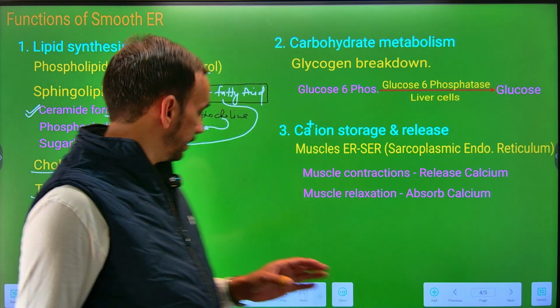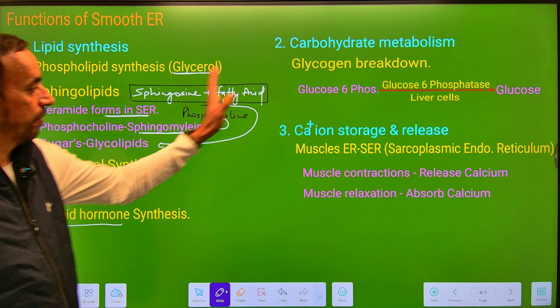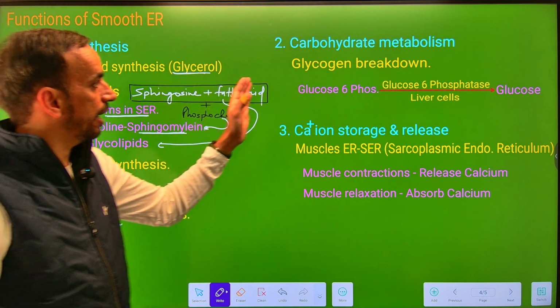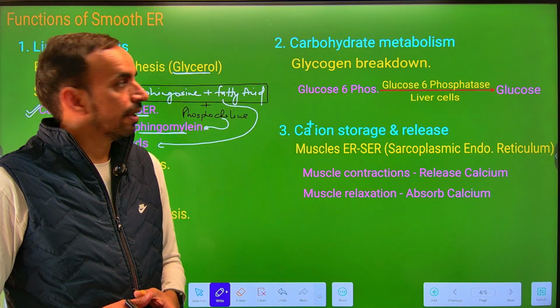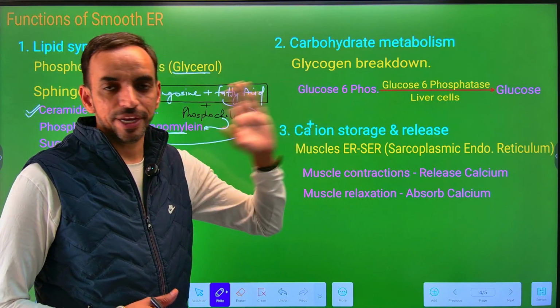These steroidal hormones are synthesized within the smooth endoplasmic reticulum. So it is the first function of smooth endoplasmic reticulum. If we move towards the second function, it is carbohydrate metabolism. And the function is, they play an important role in glycogen breakdown.